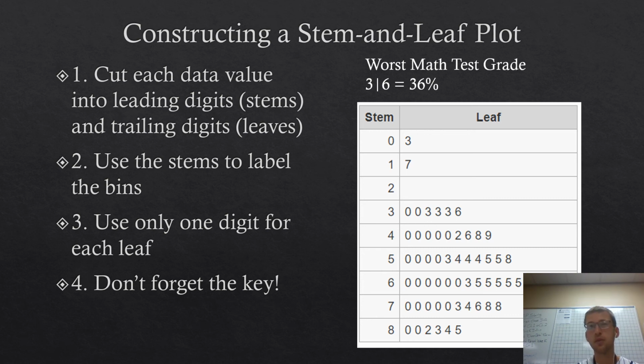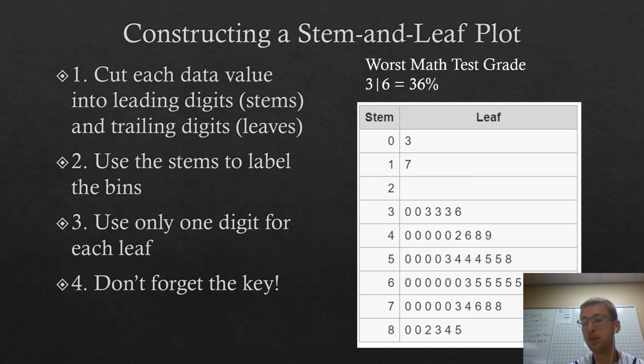So this means if you got a 20% on a test, the stem would be the 2 or the 20 portion, and then the leaf would be the digit that comes after that. So then you want to use the stems to label our bins. As you can see here, I have a stem column 0 through 8. That's 0% up to the 80%. Then we want to use only one digit for each leaf.